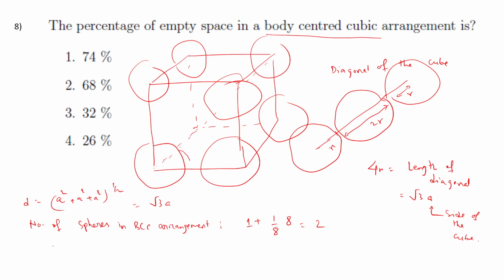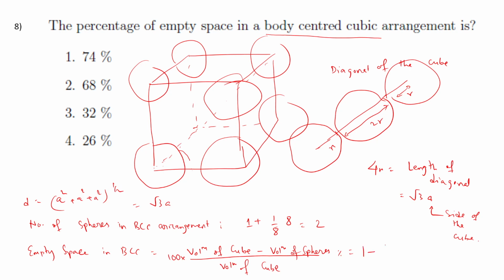So you want to calculate the empty space in the body-centered cubic. So the empty space in BCC will be how much? The volume of the cube minus the volume of the spheres, and we want to find it in percentage. So you have to do the volume of the cube minus the volume of spheres, divided by the volume of the cube, and express this in percent.